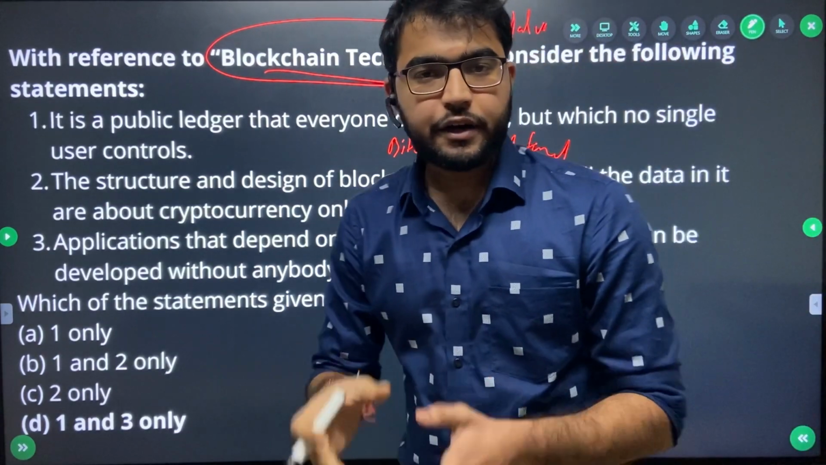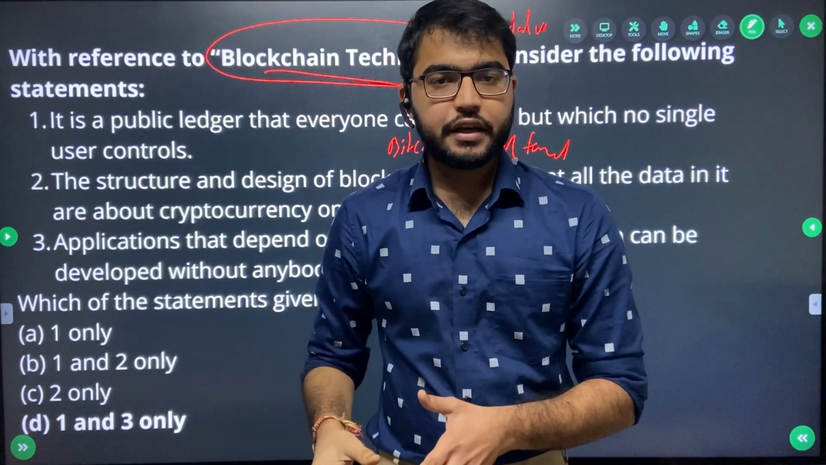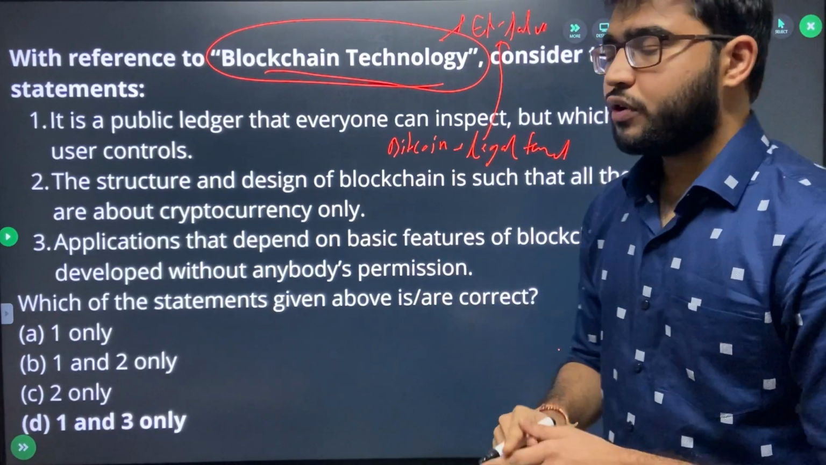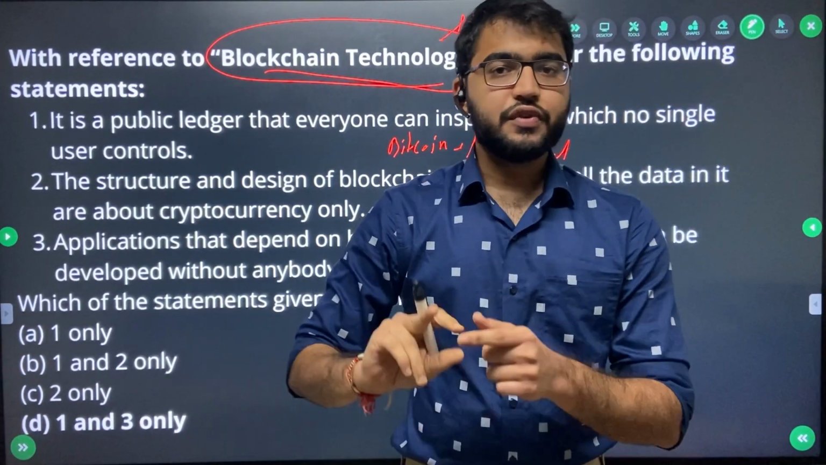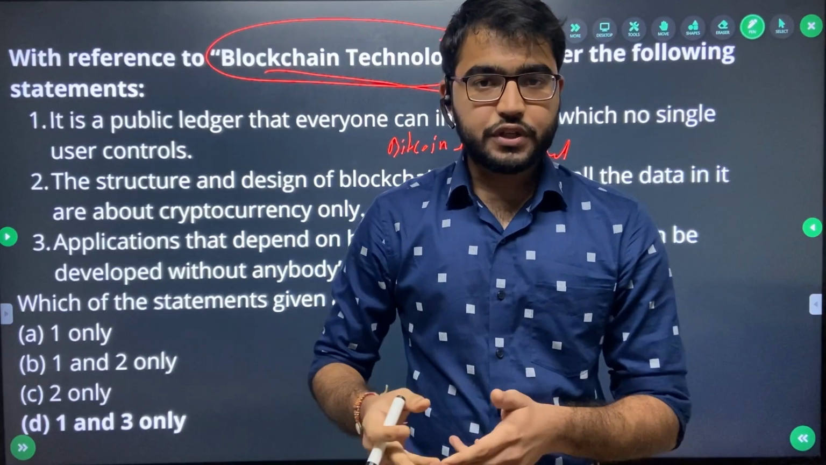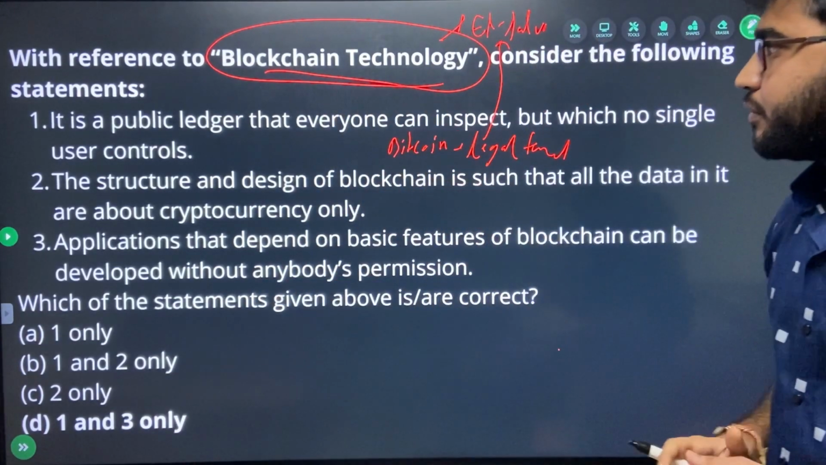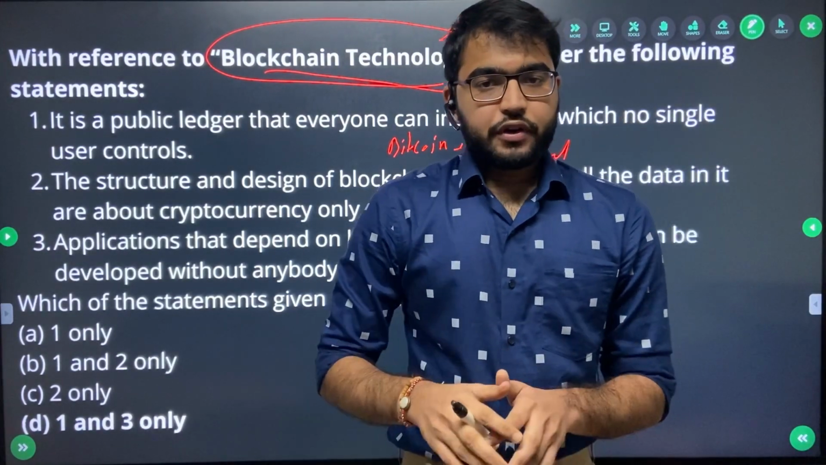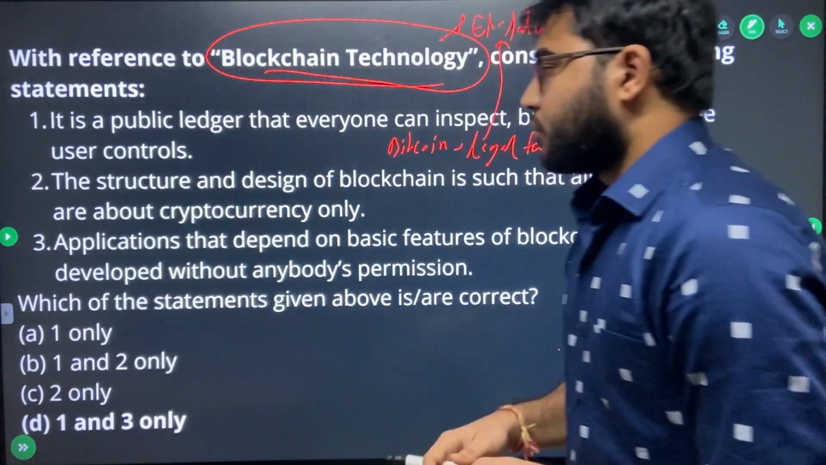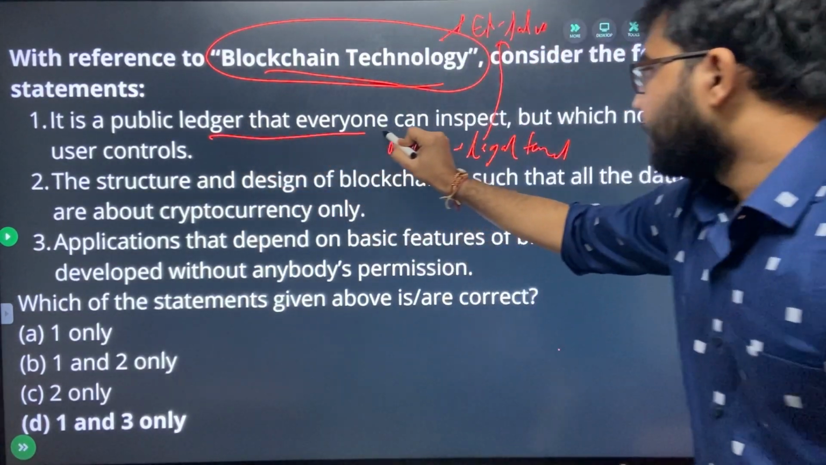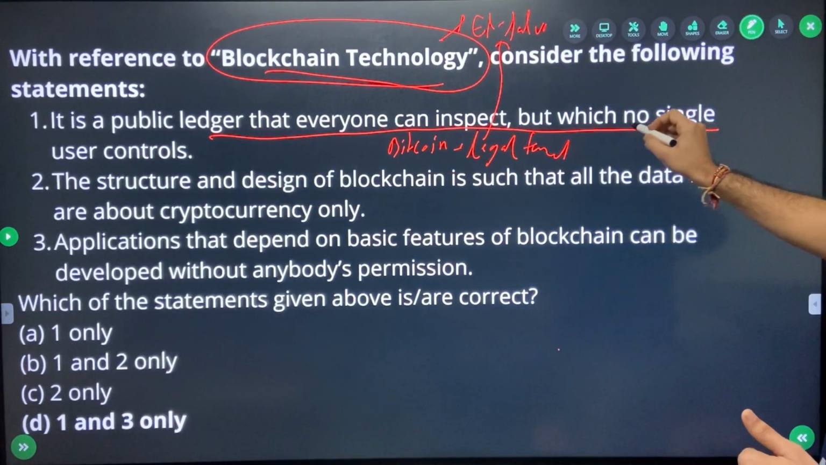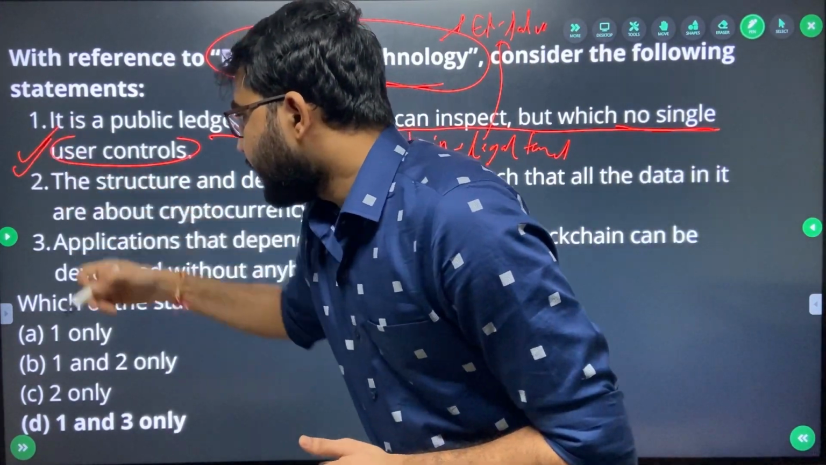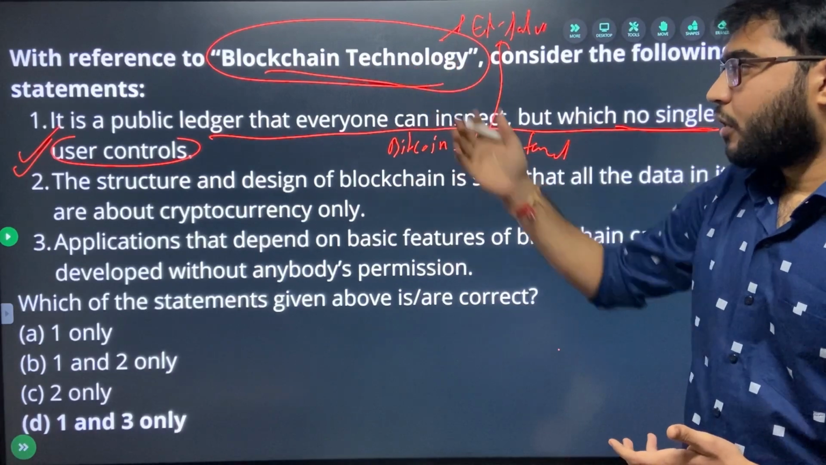See, nanotechnology, biotechnology, IT, blockchain technology, UPSC is asking questions from all of these. You will find one question from IT and communication, one from biotechnology, even 2-3 questions, one from nano, one from blockchain. So this year they can ask questions from these categories. Statement number 1: it is a public ledger and everyone can inspect it, but no single user controls it. Again, it's a very well-known fact about blockchain.